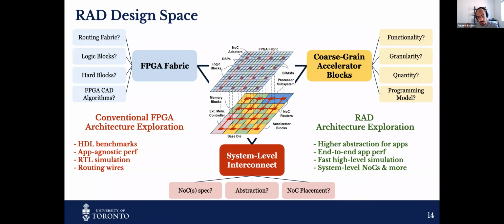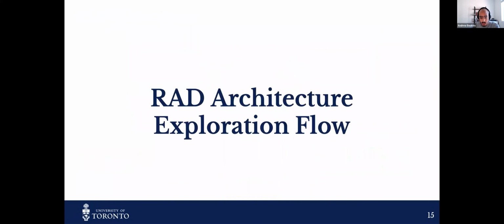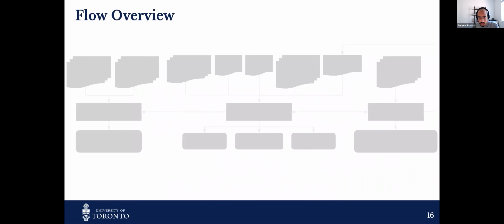So that's why we need to develop new RAD architecture exploration flows that have a higher level of abstraction for applications, and can give us application-specific end-to-end performance in the form of the number of cycles that you need to execute a specific application. We need this simulation to be high level and fast enough to enable fast turnaround time for exploring the huge design space of RADs. And we also need the exploration flow to understand concepts like system level NoCs and other hard blocks in a RAD. And that's what we try to do in our RAD architecture exploration flow.